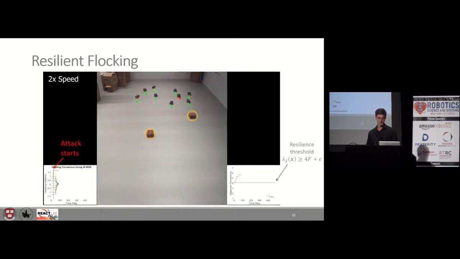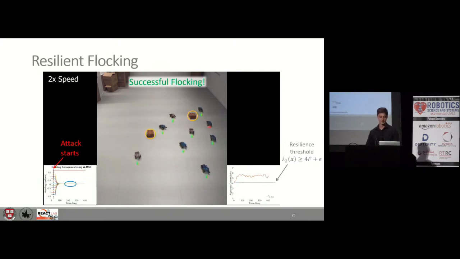Now you'll see that since the algebraic connectivity is greater than the threshold, as the robots move across the test bed, they are able to maintain a resilient consensus despite the attack and travel across the test bed as a unit.